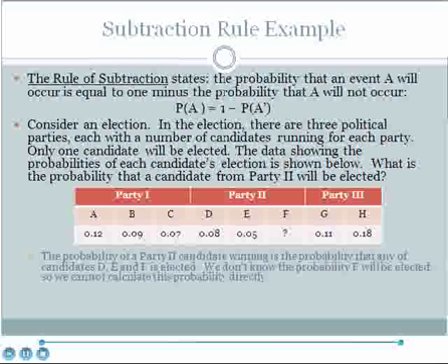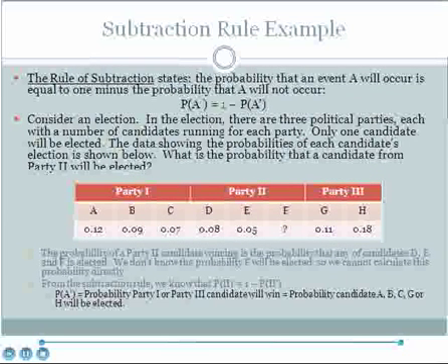The probability of a Party 2 candidate winning is the probability that any of candidates D, E, or F is elected, because these are the candidates that are part of Party 2. We don't know the probability that F is elected, so we cannot calculate this probability by simply adding up these 3 probabilities. From the rule of subtraction, we know that the probability of a candidate from Party 2 being elected is equal to 1 minus the complement of a candidate of Party 2 being elected.